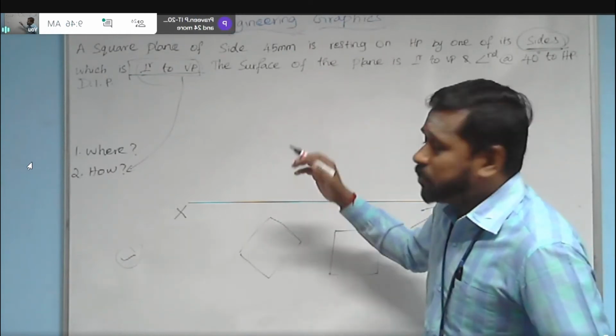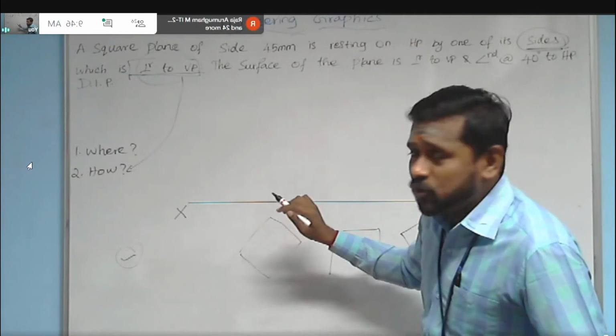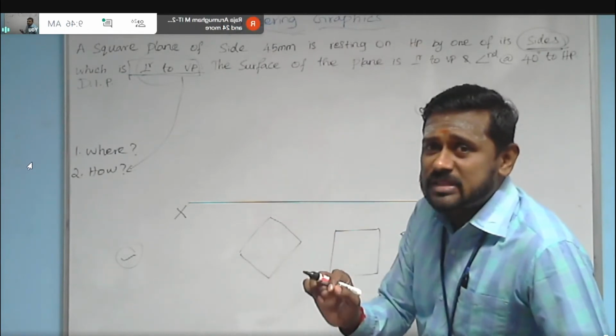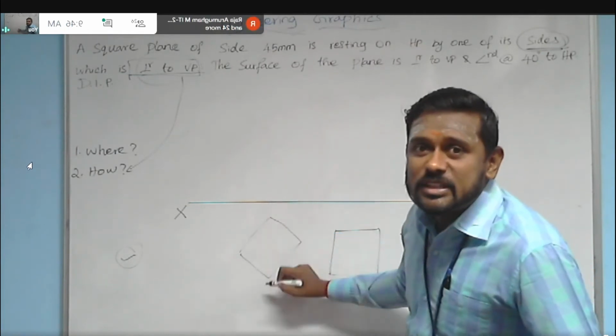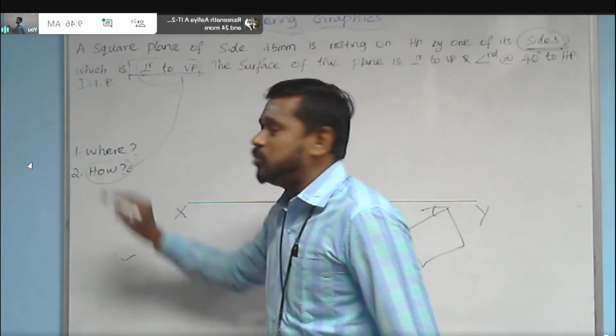So if it is perpendicular to VP, how can you reflect it in the top view? You need to maintain that particular base side perpendicular to XY in the top view. In this way you have to confirm how the base should be.